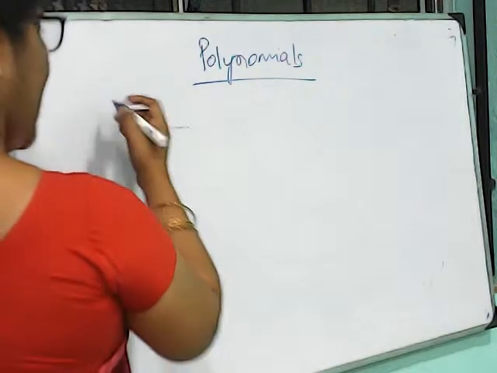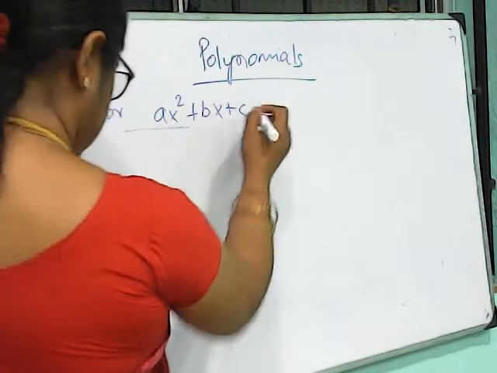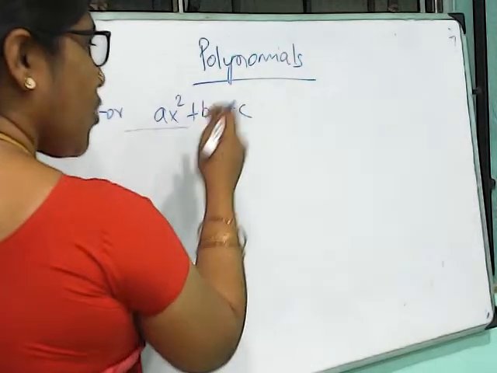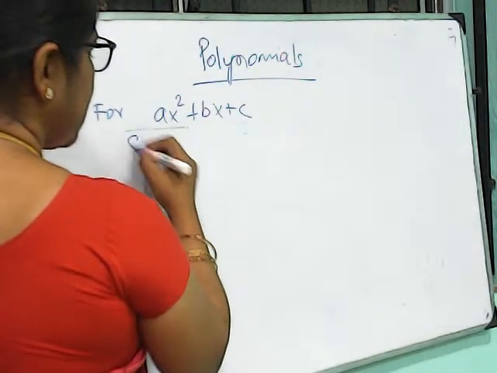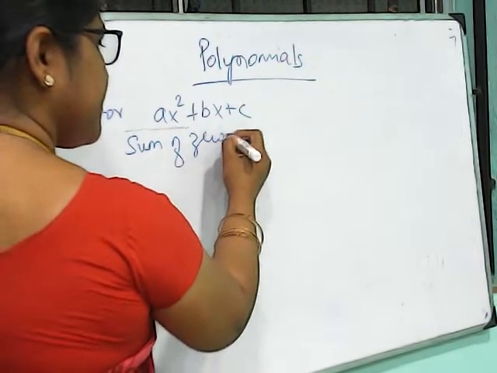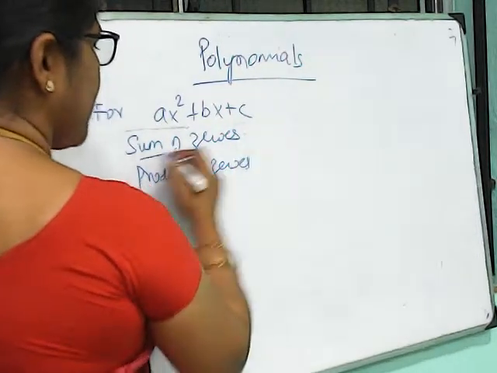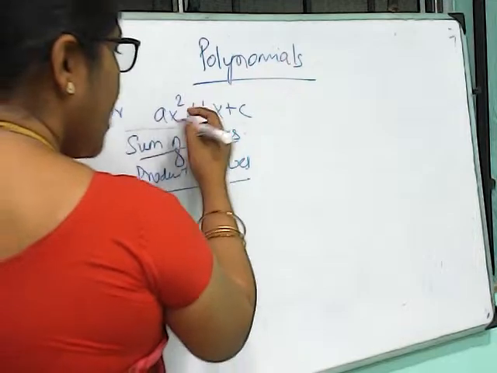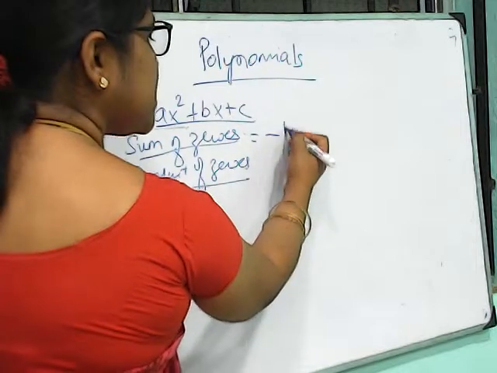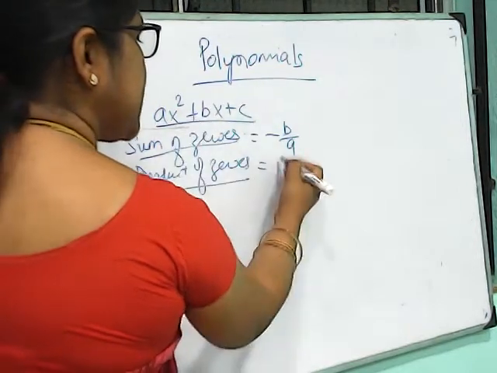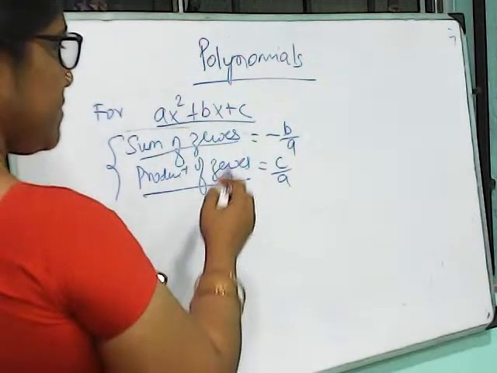For polynomials, when you consider the quadratic equation of the form ax squared plus bx plus c, this is a quadratic polynomial. So for a quadratic polynomial you need to know the zeros, that is the sum of zeros and the product of zeros. When you look at the sum of zeros and product of zeros for a quadratic equation, you can say the sum of the zeros will be minus b by a and the product will be c by a. Okay, so based on these, you will get problems relating to this.